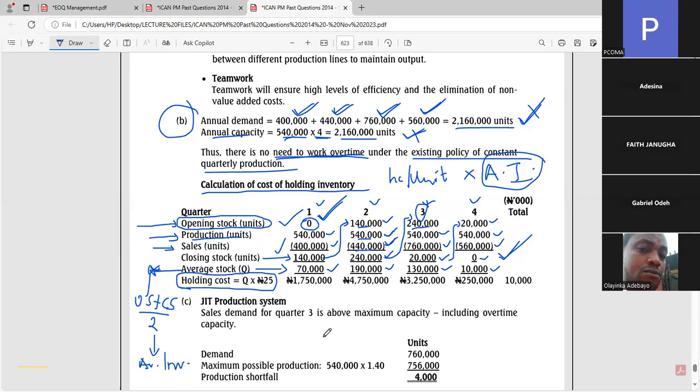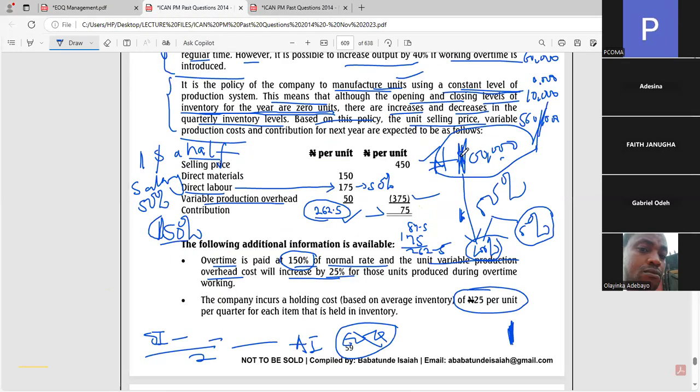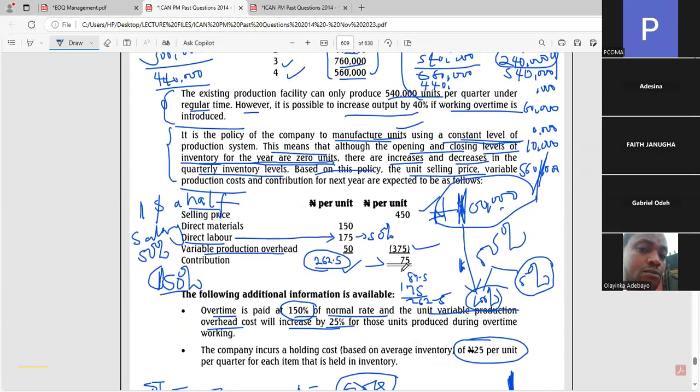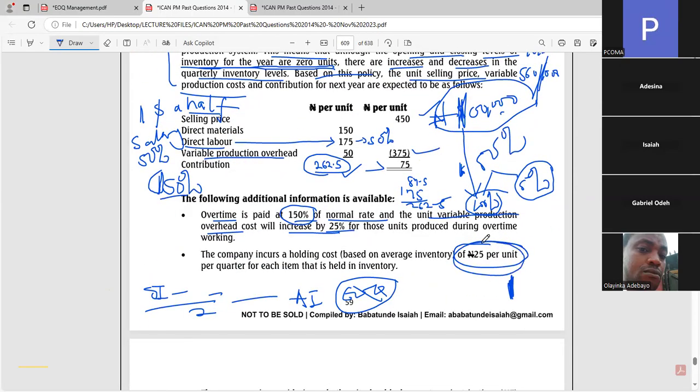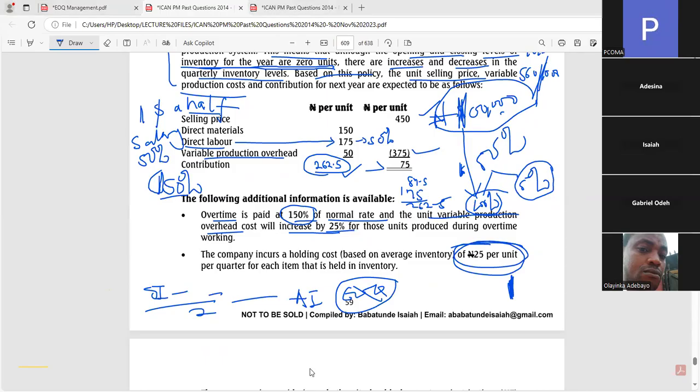So now that we have our average inventory, what do we do? Our formula says average inventory, which is AI, multiplied by what? Holding cost per unit. So who can remind me what our holding cost per unit is? 25 naira. Isn't it? 25 naira. So let's go and multiply now.